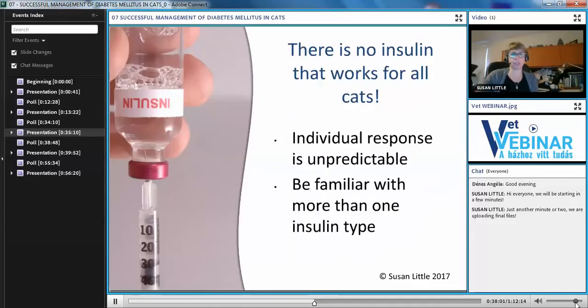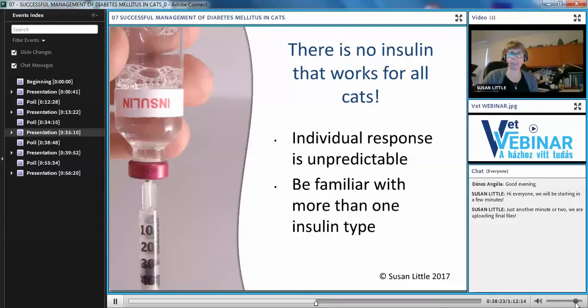But for the time being, we do have to rely on insulin. I would say there is no perfect insulin for cats. Hopefully you will find one that works for your patient, but I can never recommend any specific type that I think is best for all cats. And that's because there is variation in individual response, and that's somewhat unpredictable.